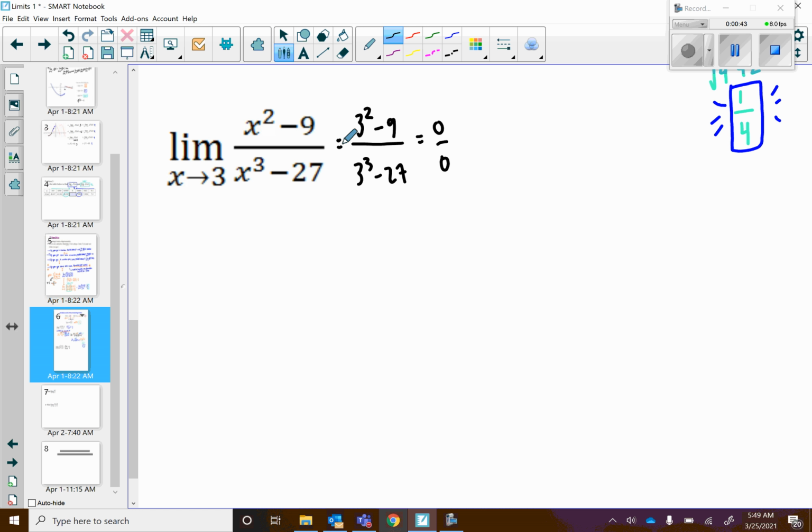Well, what work do you think we need to do? Probably factor. And hopefully you're looking at the top and you're thinking, well, I can see how that factors, because it's the difference of squares. So we have x plus 3 times x minus 3. I'm looking at the denominator and I'm not totally sure, but I do notice it's x cubed minus 27, which is really 3 cubed. And guess what? That is something called the difference of cubes.